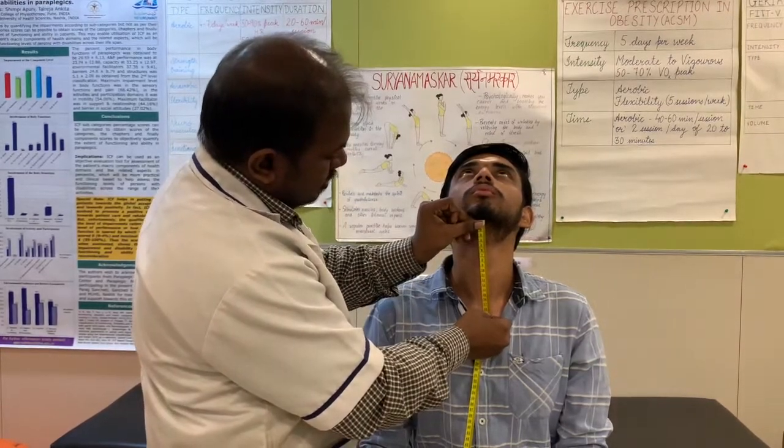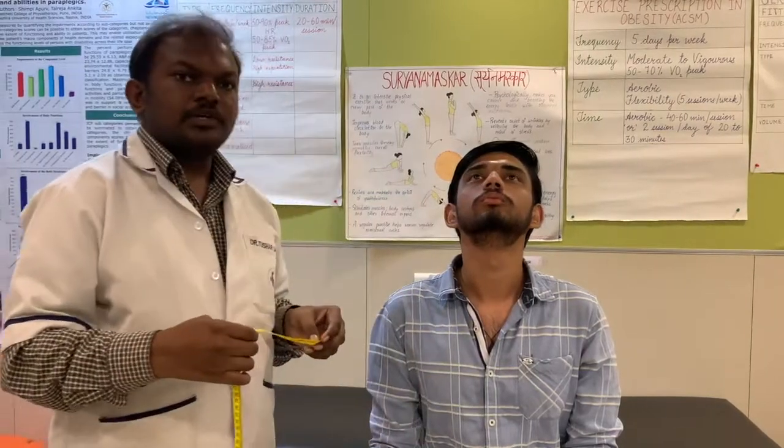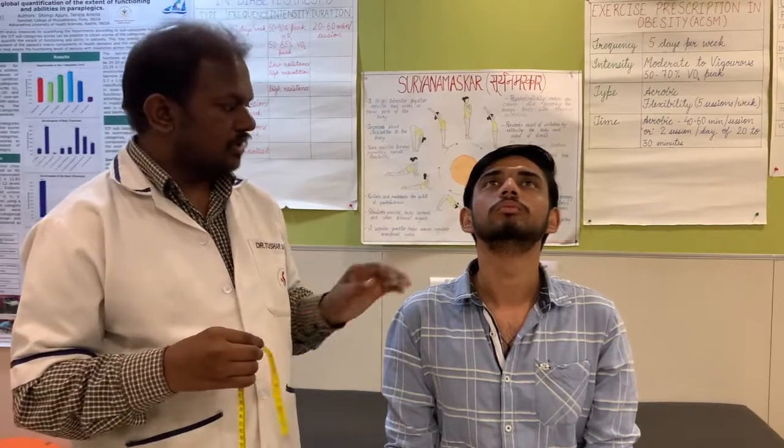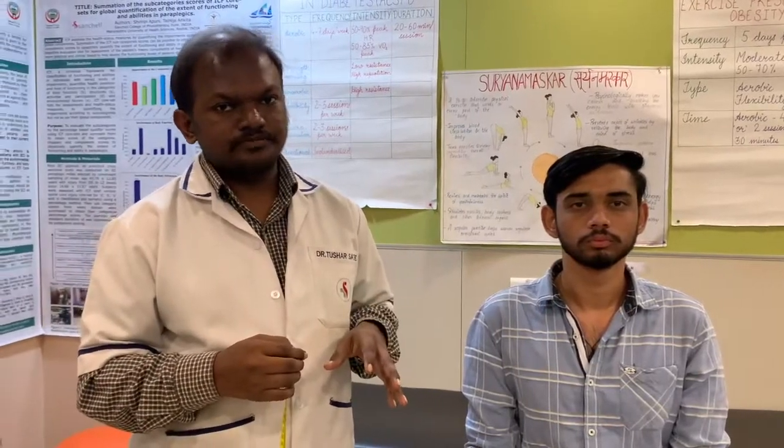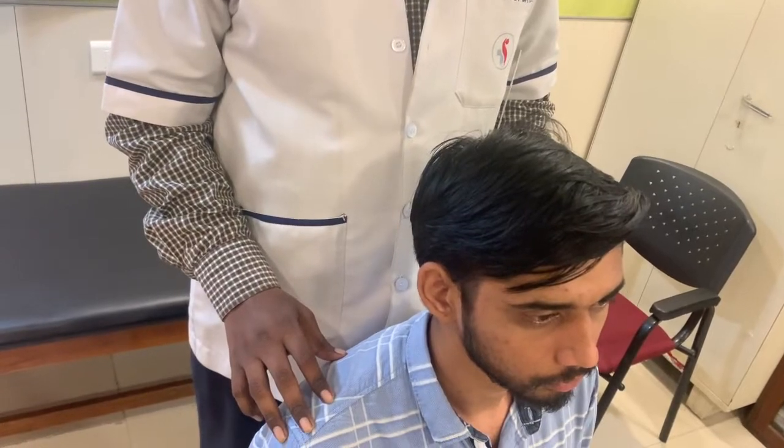Alright, so here we have got till 19. 19 minus 13 is roughly 6 to 7 centimeters of difference. Okay, you can relax. So extension range is more than your flexion range. So now we have seen cervical flexion and extension, how to check.